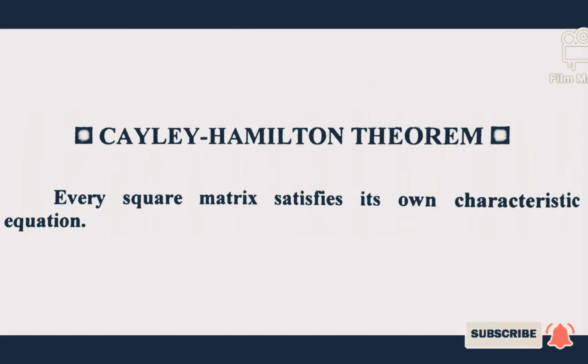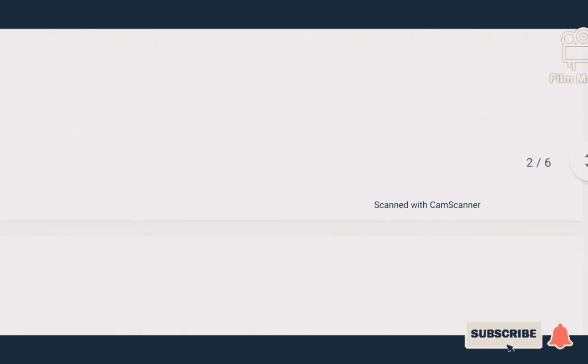In this video, we are going to discuss the Cayley-Hamilton theorem. It's an important theorem under matrices. The statement of the Cayley-Hamilton theorem is, every square matrix satisfies its own characteristic equation. This is the statement of the Cayley-Hamilton theorem. Based on the theorem, now we can see a problem.